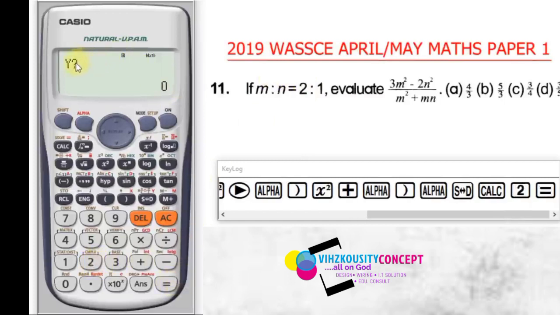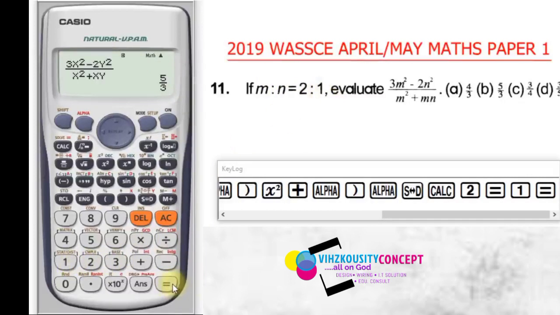And it's asking me for the value of y. Y is n, which is synonymous to 1. I can say y is 1, and then I can press the equal to button. And here, the calculator is solving this and telling me that the solution is 5/3. Looking at the options, you can see option B is 5/3, and that is the solution to this problem.